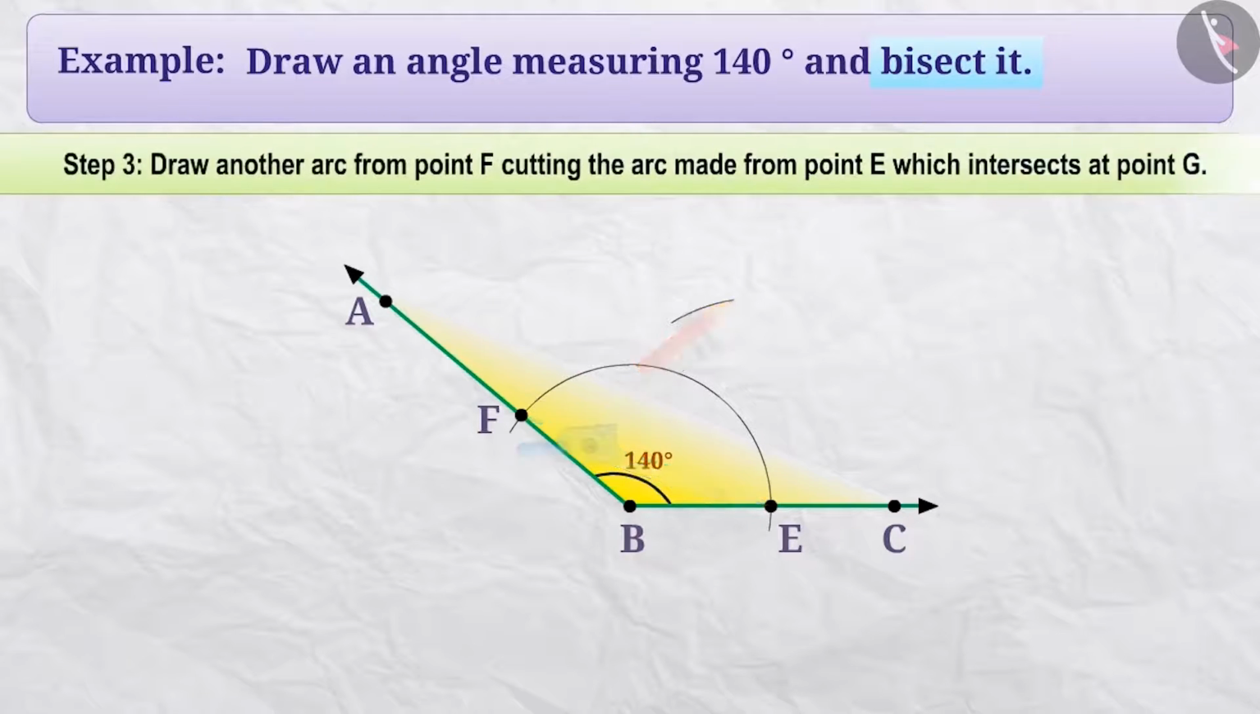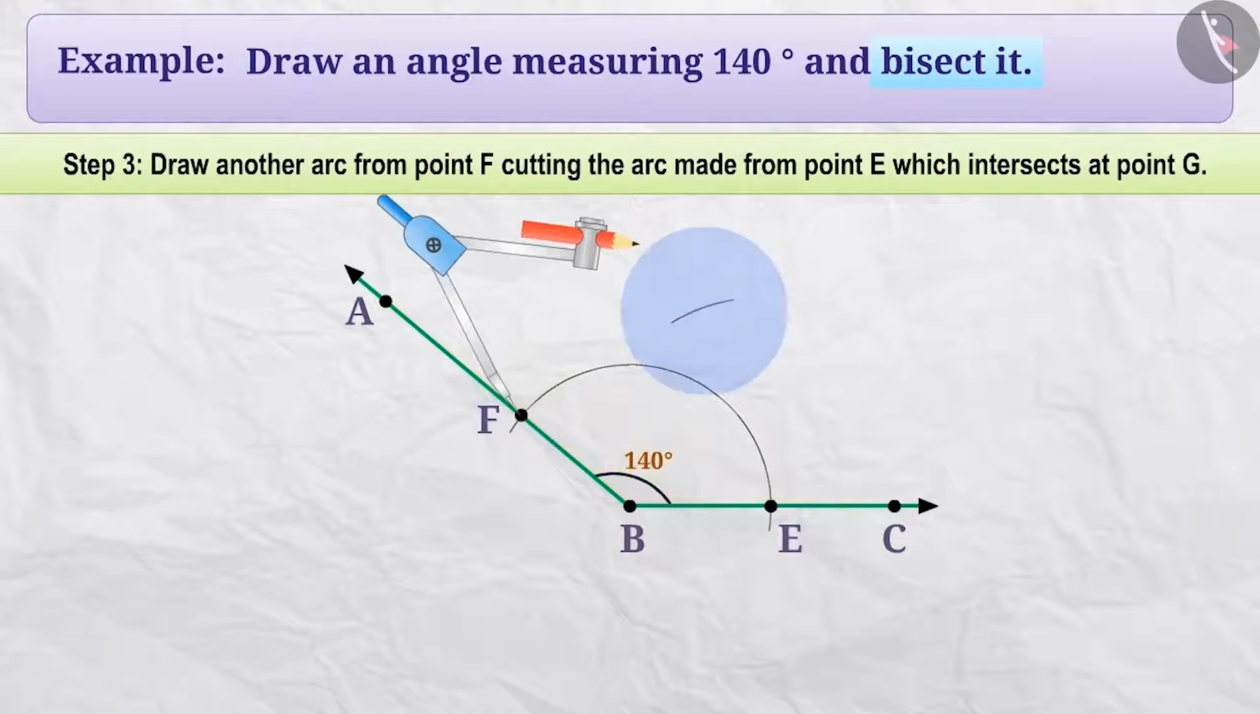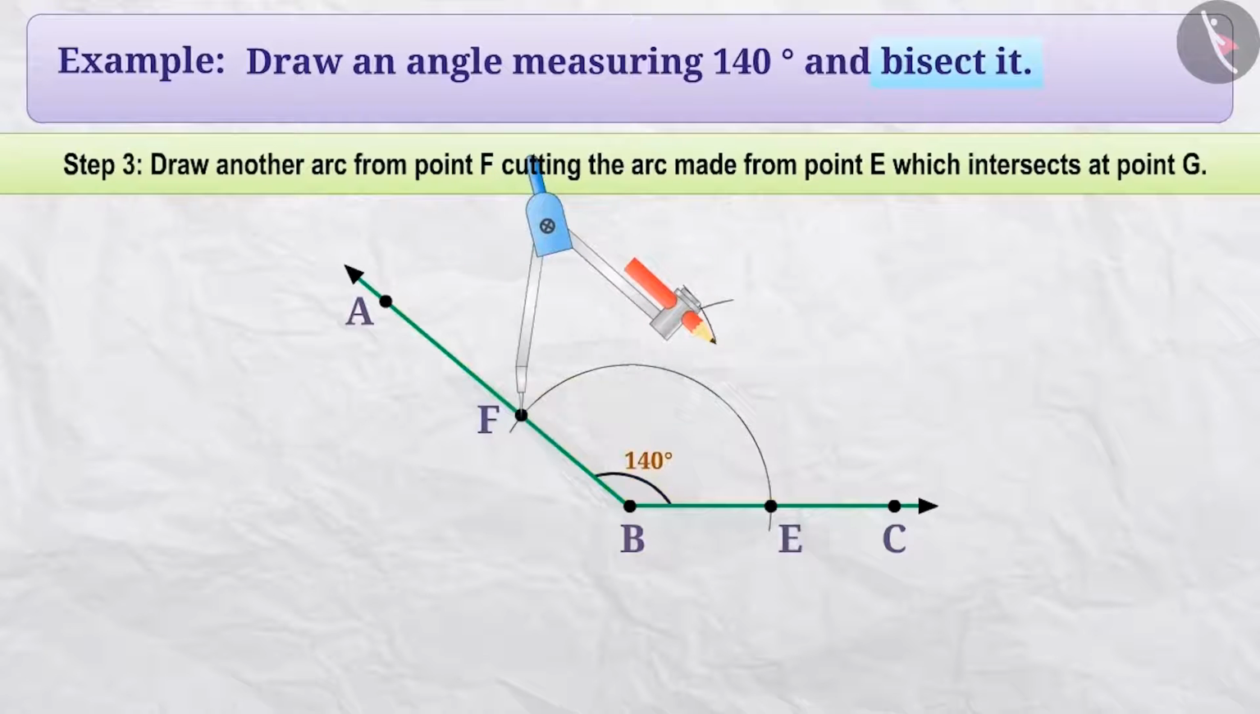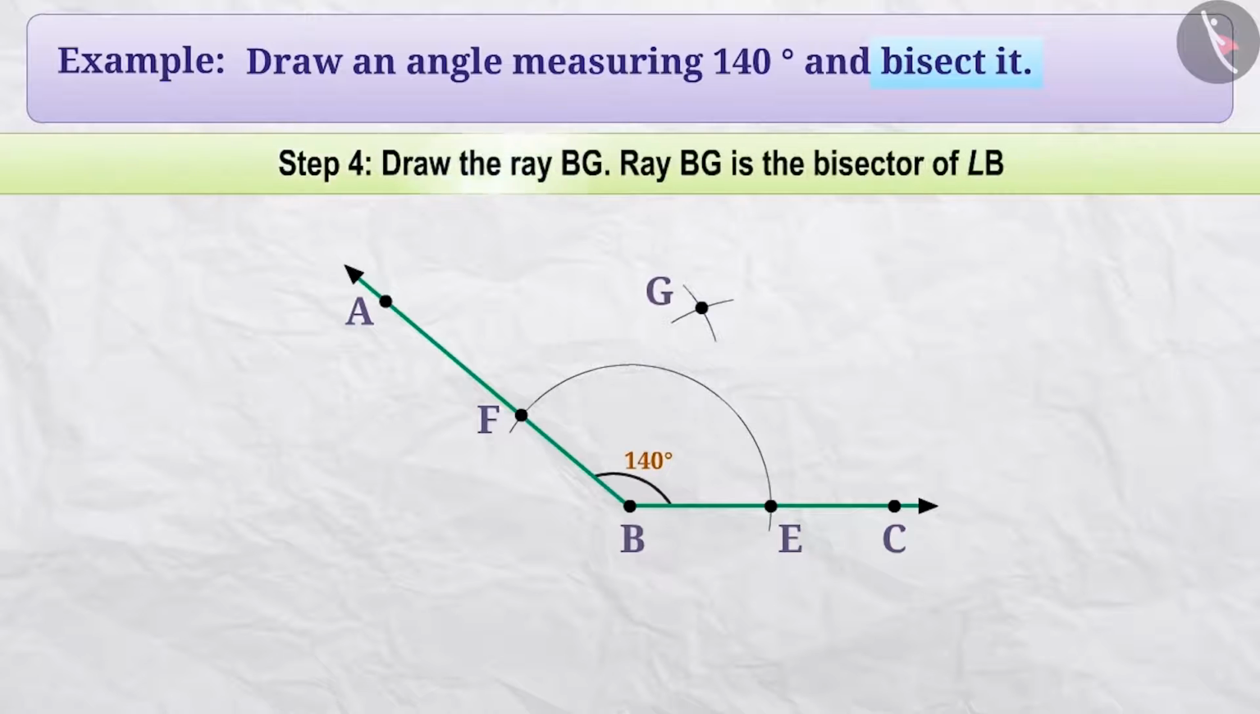Step 3. By keeping the same radius in the compass, we will place the pointed end of the compass on F and draw another arc that intersects the arc made from E. Both arcs intersect at point G. Step 4. Now we will draw ray BG from vertex B to G. The ray BG divides angle ABC into two equal parts, so it is the desired bisector.